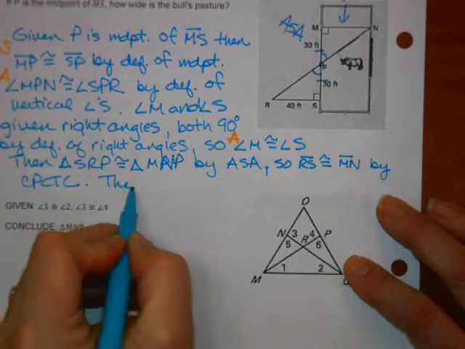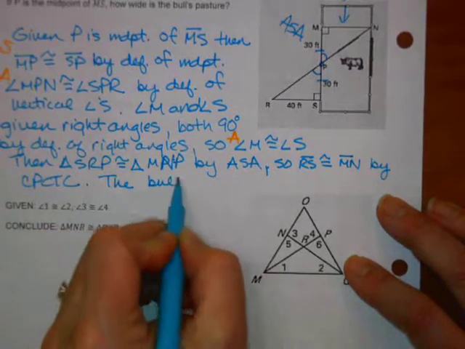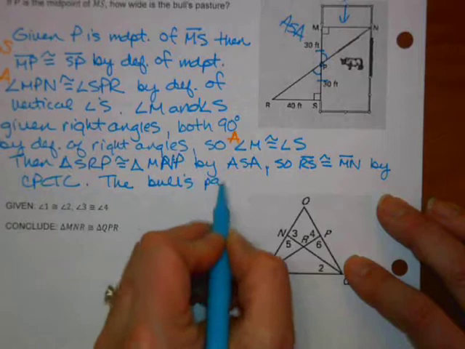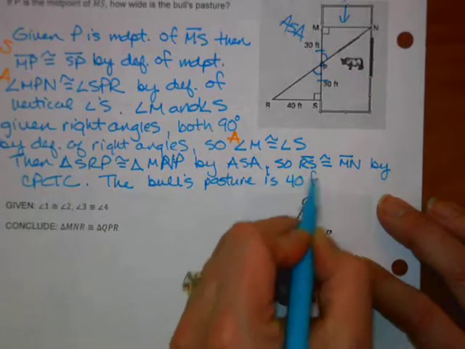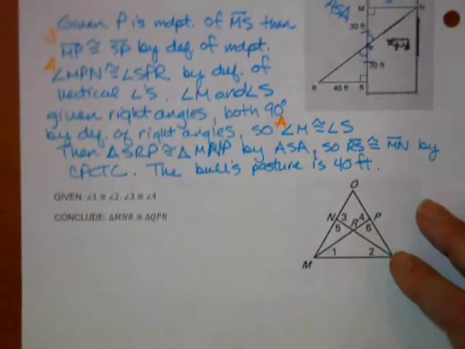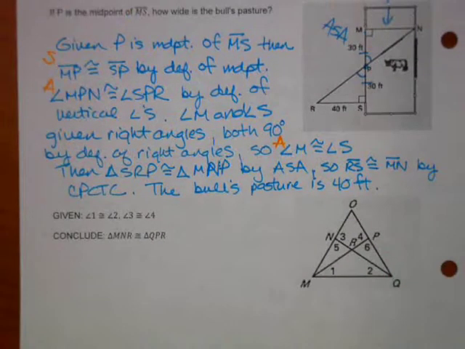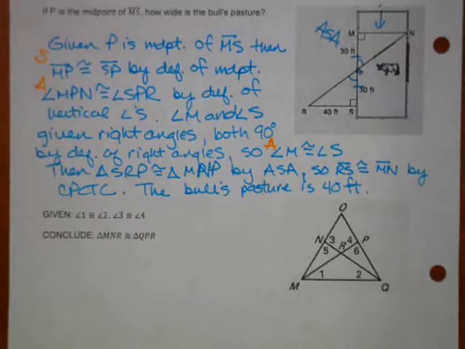So the pasture, the bull's pasture, is 40 feet. Isn't that fun? 40 feet wide. Put wide if you want. Can you do that, you think? That's not too bad, right?